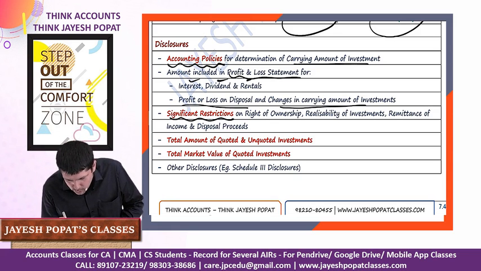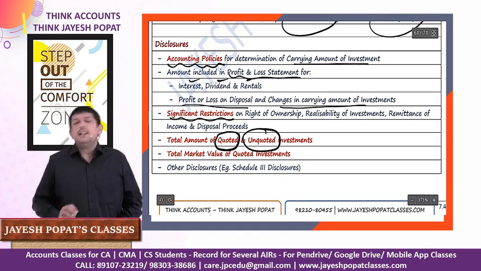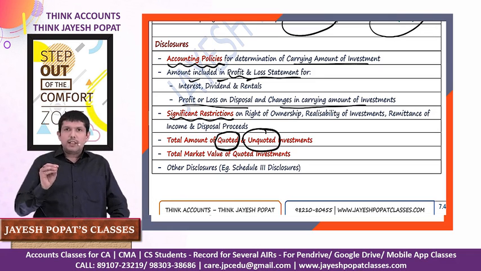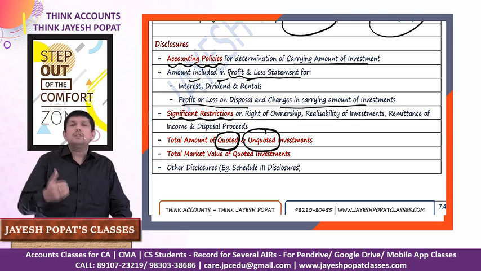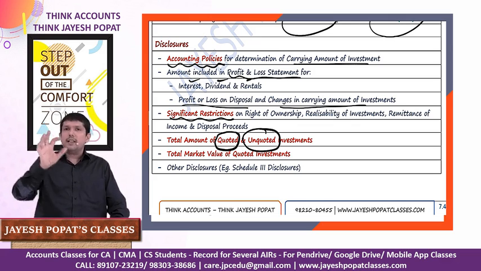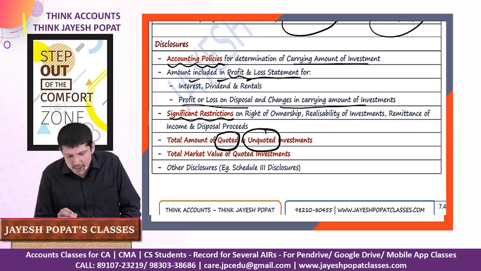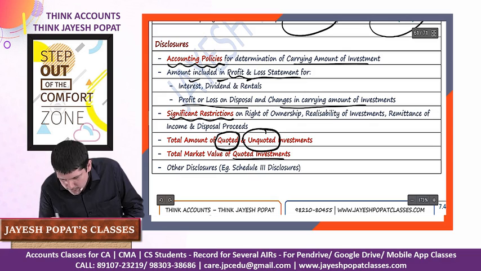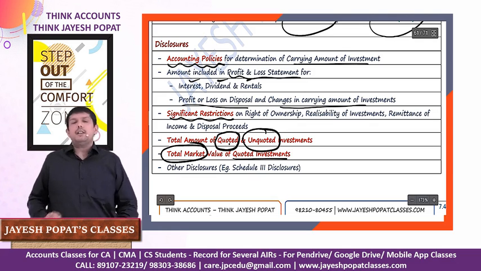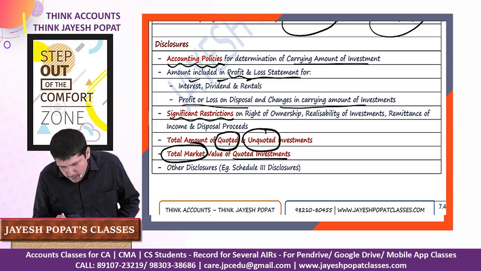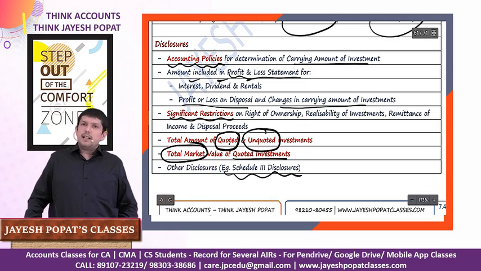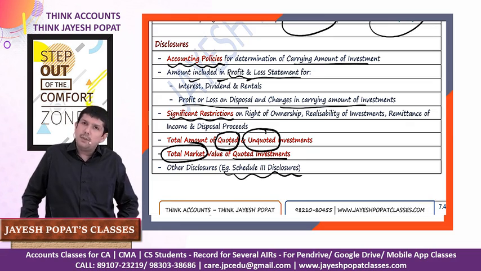We need to state the total amount of quoted and unquoted investment. Quoted investments means those investments the price of which is available in the stock exchange. Unquoted investments are usually those investments which are not listed on any recognized stock exchange. And if we are holding quoted investment, we need to tell the total market value. We need to also disclose the total market value of our quoted investments, and whatever other disclosures are required by Schedule 3 of the Companies Act, that also needs to be dealt with.